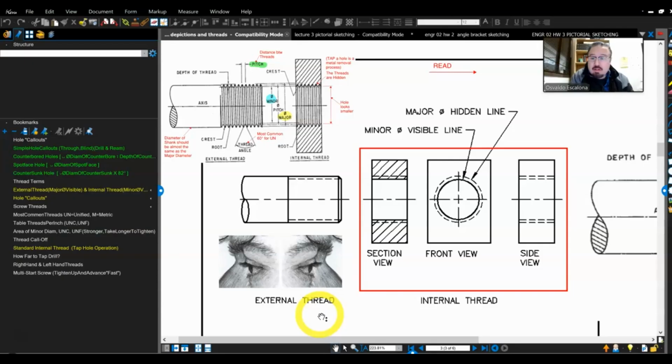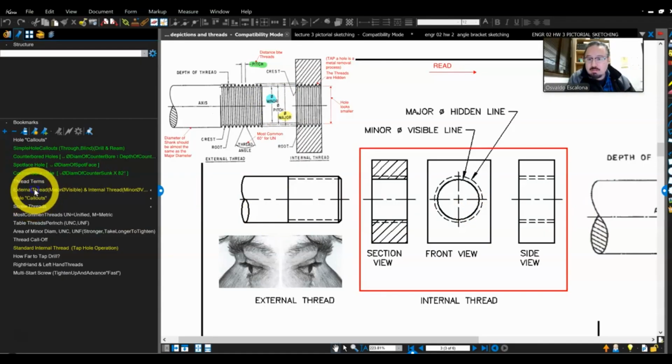Okay, also the other thing that we did is we started looking into thread terms because we needed to ensure how to draft it. I explained to you last time which ones were the major and minor diameter, what the pitch was, what the pitch diameter was, and then we observed which one should be hidden and which one should be visible. I think that's where we left off.